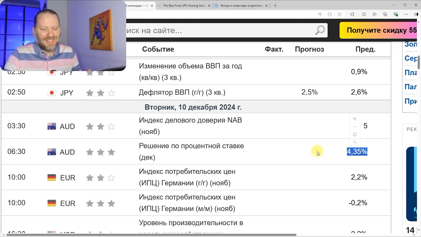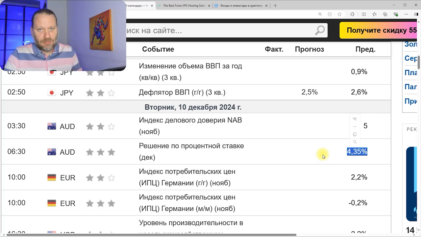Right now the interest rate is 4.35%, and the forecast for the next rate will probably be 4.15 or 4%. And if that's what the data turns out to be, if the rate goes down, the Australian dollar could fall hard when the news comes out. But something could prevent it from doing so.